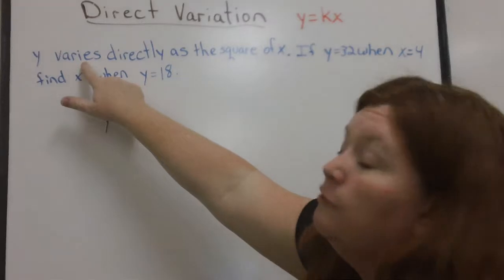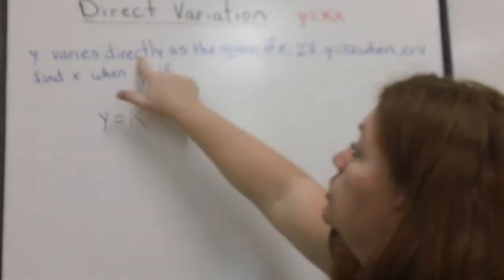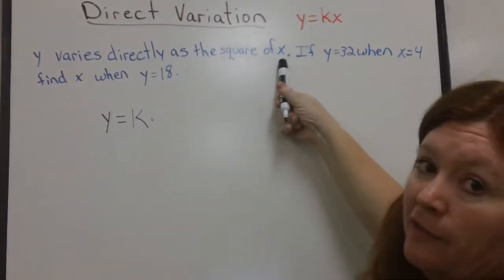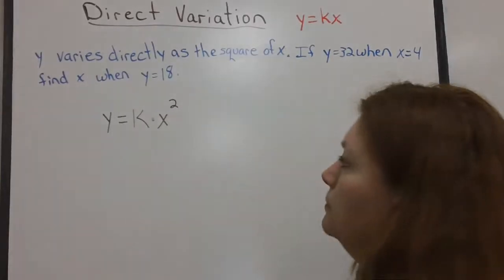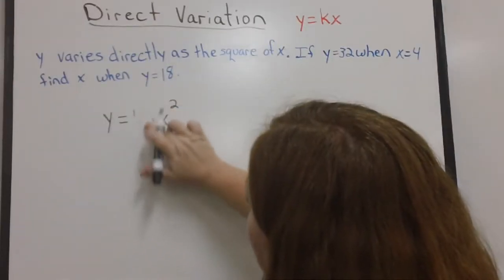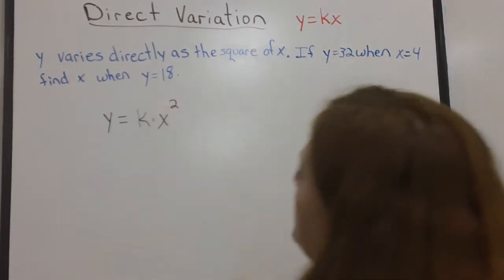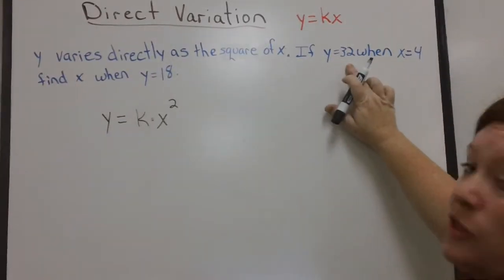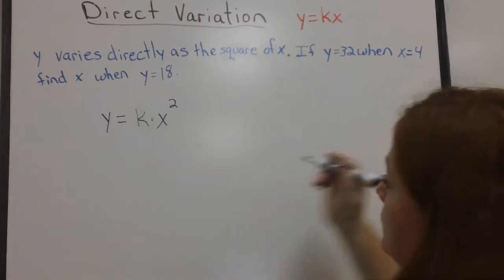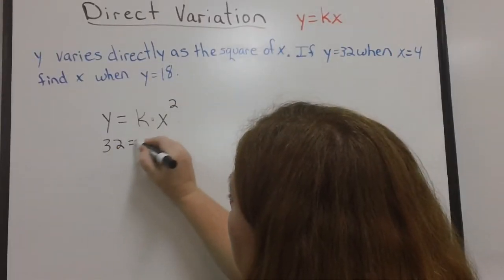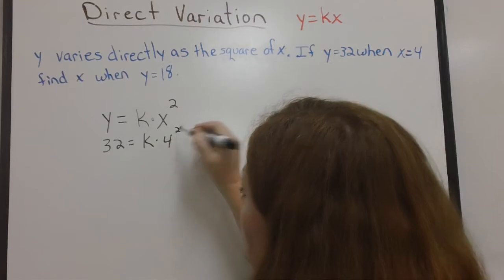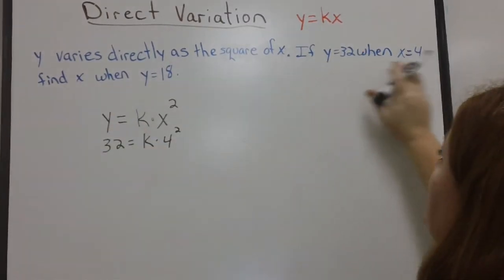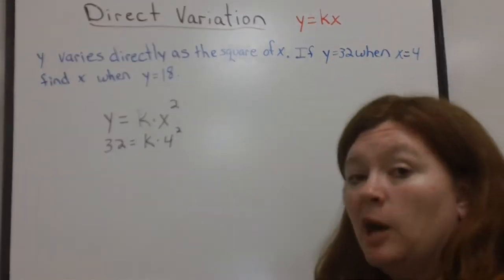Y equals k. Directly means times the square of x, x squared. And that k is a little funny looking. Okay, so now they're going to give me more information so I can figure out what that k is. If y is 32 when x is 4, okay, y is 32 and x is 4 squared. It says find x, we'll get to that in a minute. Use this information to plug it in and help you find k.